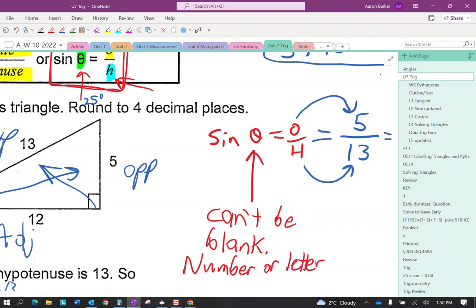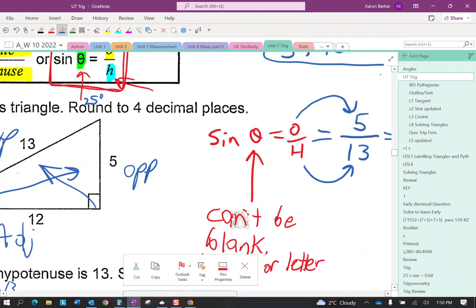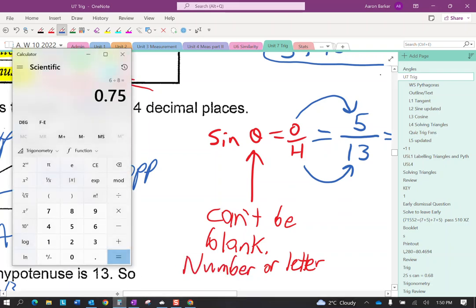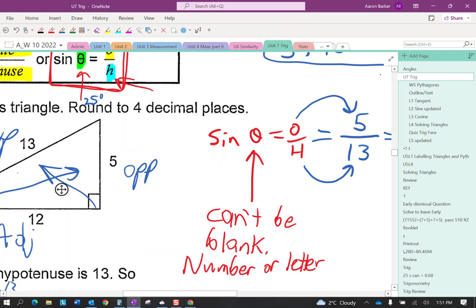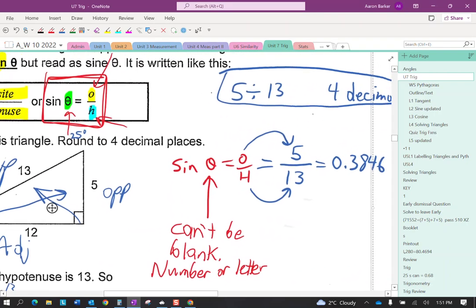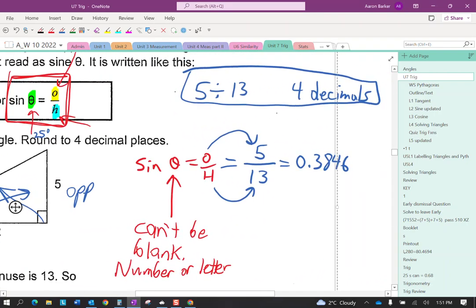So now the next part is we got to turn that into a decimal. And so all we simply do is go 5 divided by 13. So on your calculator, 5 divided by 13, top by bottom, and we write down 4 decimals, 0.3846. We don't round, we just stop writing. And that's called truncating. Okay, so we just truncate, we stop writing.